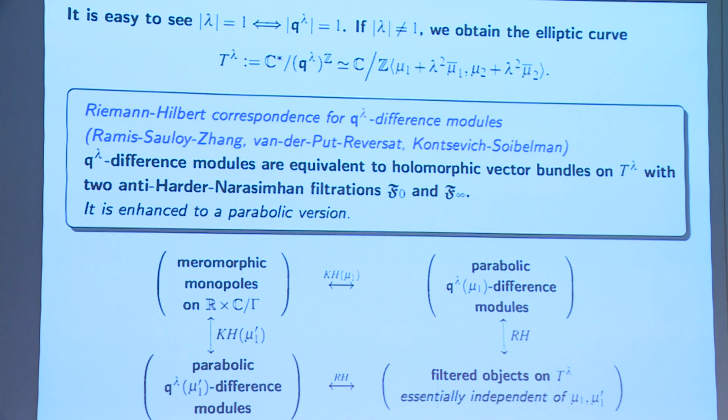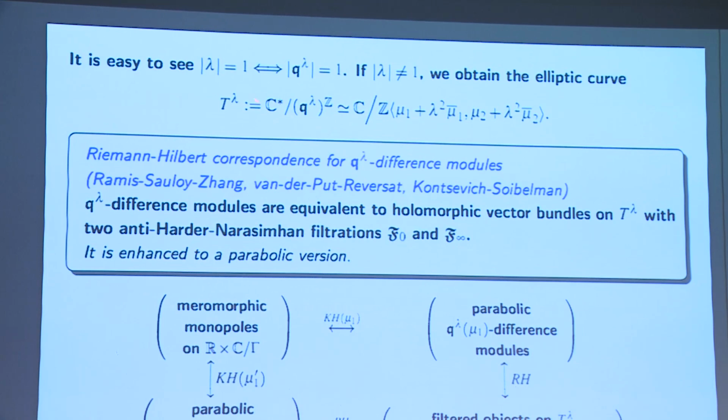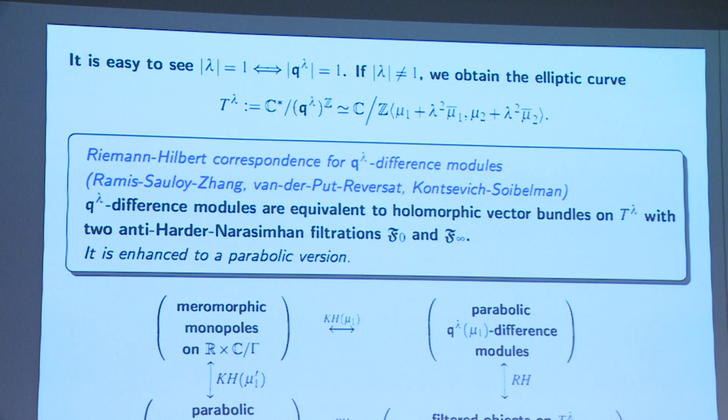Namely, it is easy to see the absolute value of lambda equals 1 if and only if the absolute value of q lambda equals 1. So if the absolute value of lambda is not 1, then we obtain an elliptic curve as a quotient of C star by the action of q lambda. And it is equal to the quotient of C by the lattice generated by mu1 plus lambda squared mu1 bar and mu2 plus lambda squared mu2 bar.